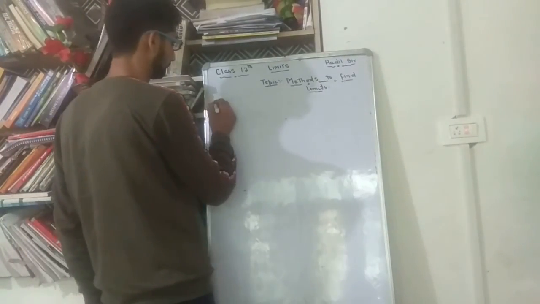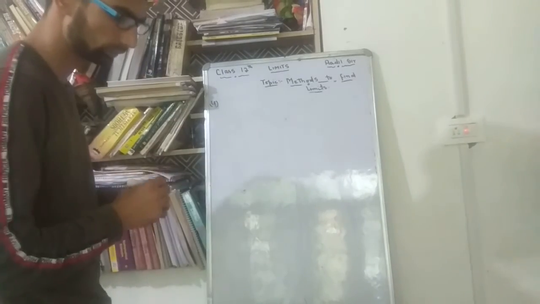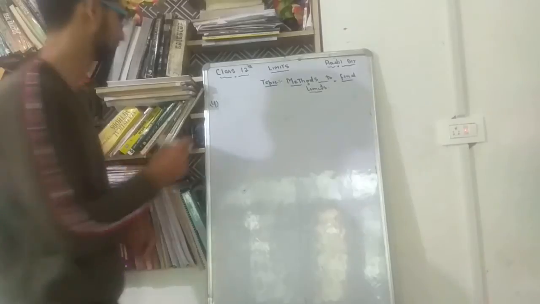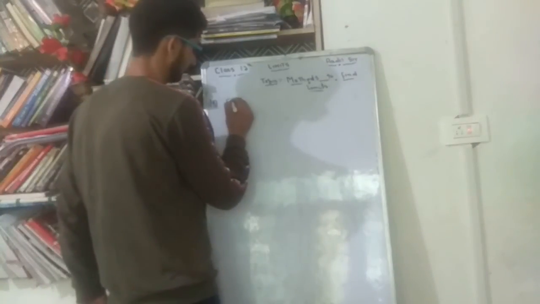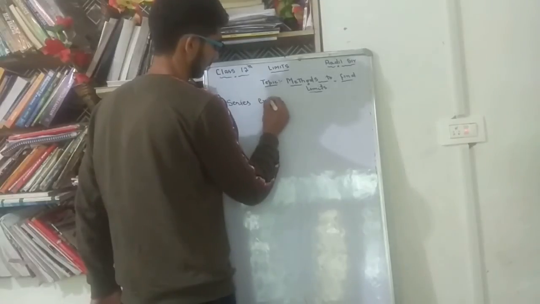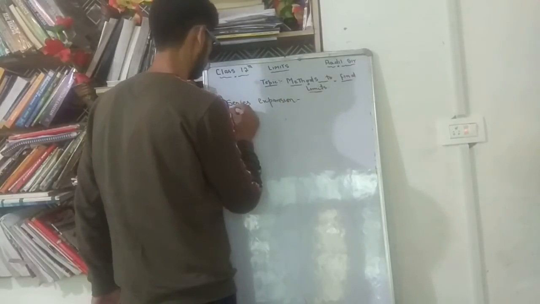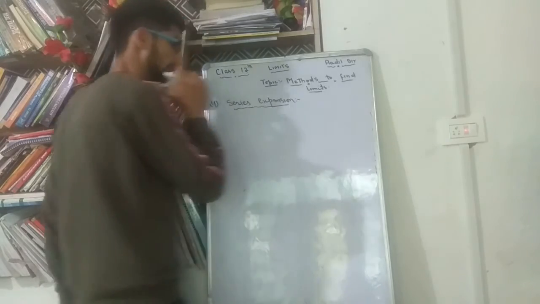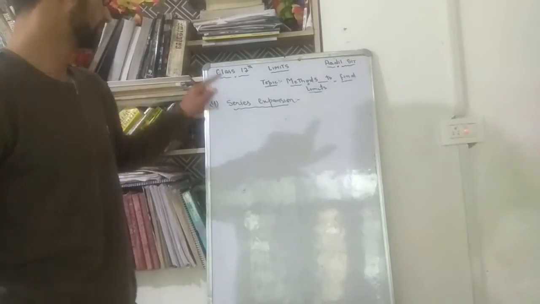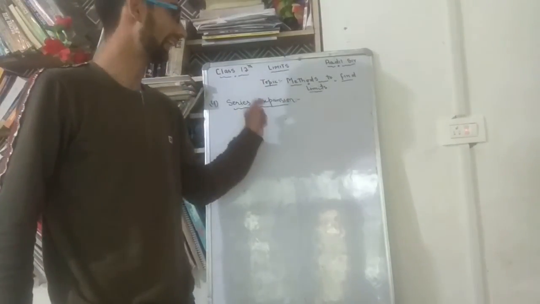Rule 4, method 4, that is series expansion. In this method we are finding the solution of the limit with the help of series expansion.